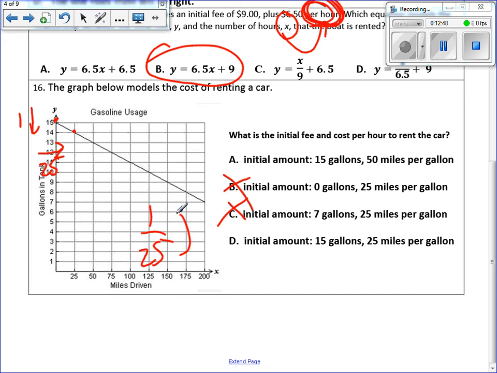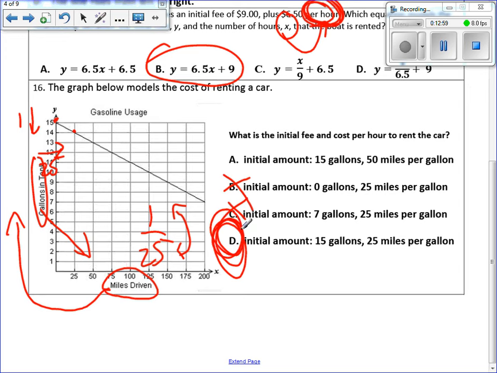This actually should be reversed. The graph, I wish it was done the other way. I wish the miles driven were up here and the gallons were down here. And then the answer would be D. But just use process of elimination. The graph on the test is much better and more clear.